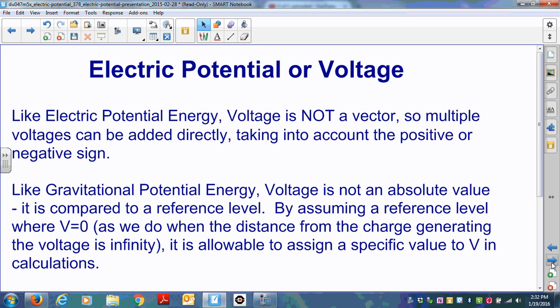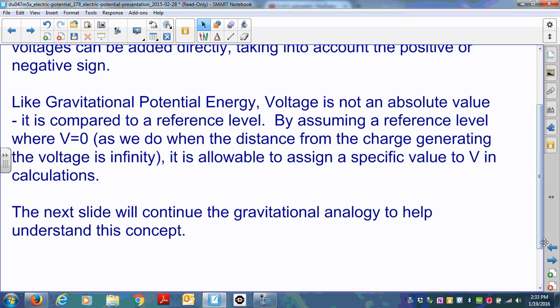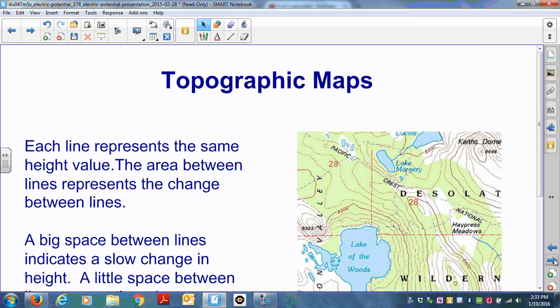So by assuming a reference level where the potential is 0, as we do when the distance from the charge generating the voltage is infinity, it is allowable to assign a specific value to V in calculations. In the next slide, we will continue the gravitational analogy to help understand this concept. Okay, so we're going to compare this to topography.